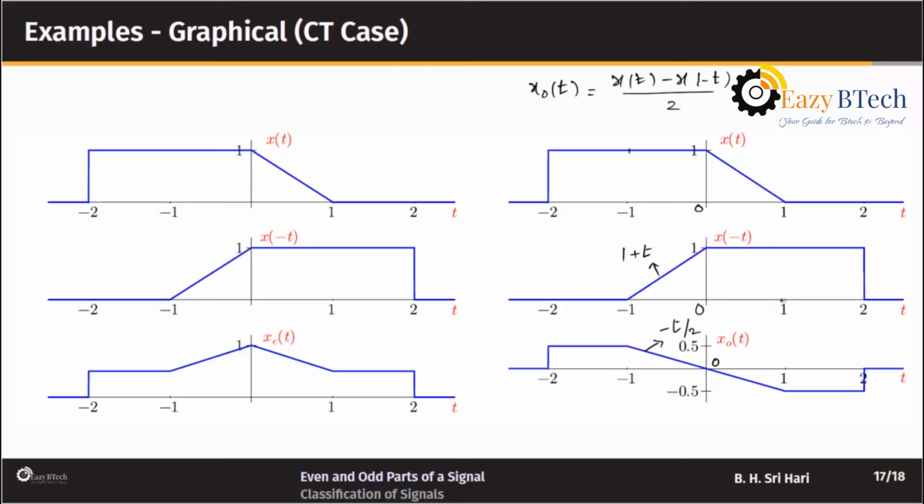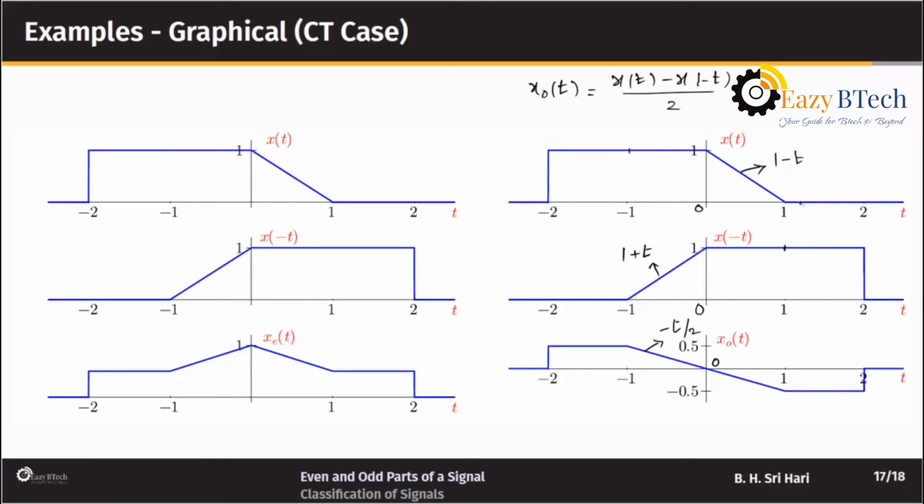Then what happens from 0 to 1? From 0 to 1, the equation of this line is 1 minus t, and from 0 to 1, the amplitude of the signal is 1. So if you subtract, what happens? You will get 1 minus t minus 1, that should be equal to minus t, and again the 1 will get cancelled out, and what is left out? Minus t is left out, and you divide it by 2. So you will get minus t by 2. So the equation of that straight line remains as minus t by 2. Okay, and from 1 to 2, what happens?